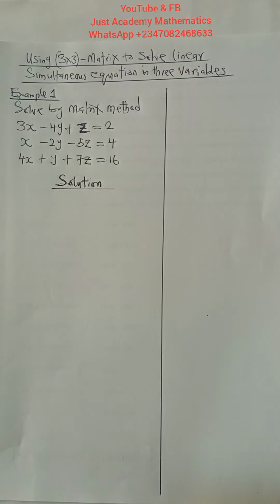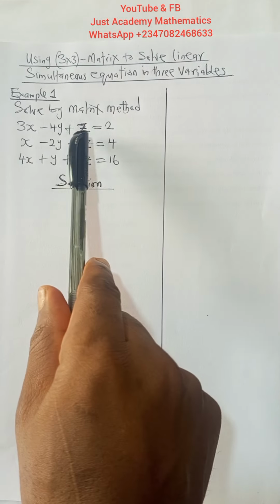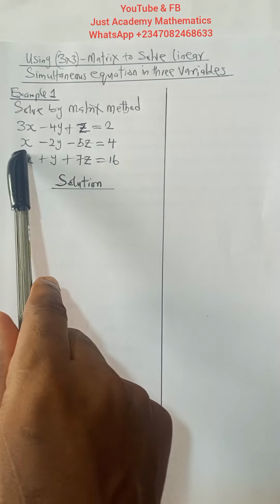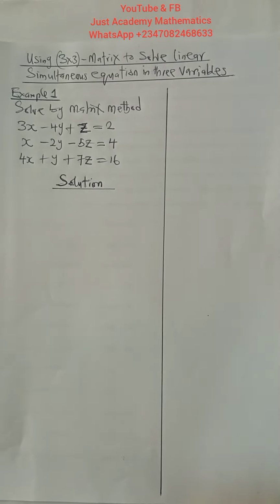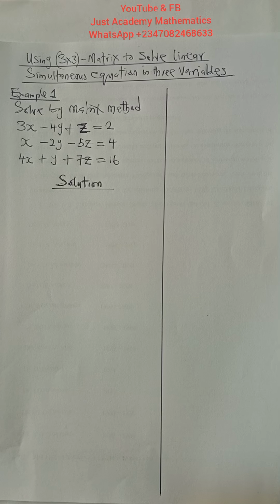Now we have this equation. You can see 3x minus 4y plus z equals 2, x minus 2y minus 5z equals 4, and the third equation. So we want to solve it using the matrix method, just like a 2 by 2 matrix. The same procedure is applicable here too.